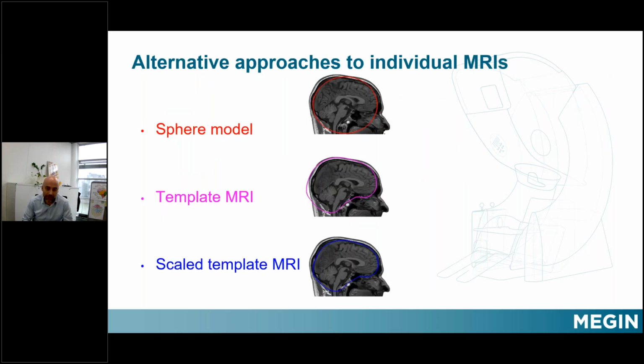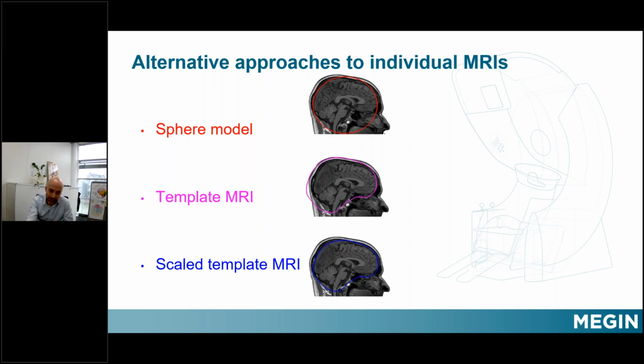So what are the alternative approaches? Traditionally people have been using the sphere model, but the problem there is that it's a good representation of the volume conductor only for certain parts of the brain. Particularly the inferior parts, inferior temporal lobes, and deep brain structures are not well represented by the spherical volume conductor model.